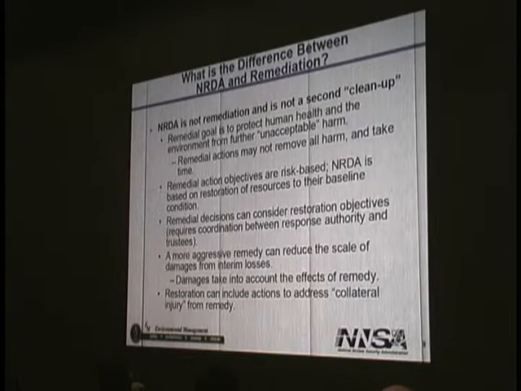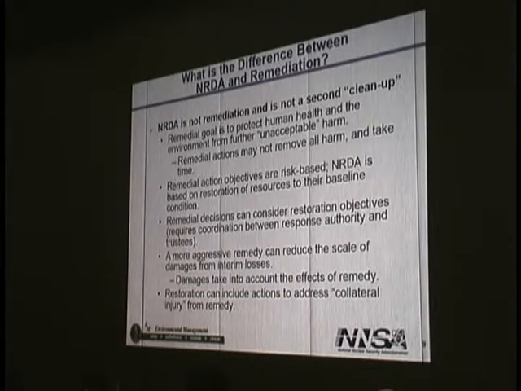Another example is a more aggressive remedy on the remediation side. It can reduce the scale of damages on interim losses, and damages can take into account the effects of the remedy. So let's just say that we dig up more, or we do a better job, a quicker job of remediation. Well, that lessens the amount of restoration we may have to do in the end. And as such, the regulations also show the restoration can include actions to address collateral injury from a remedy. For example, if you're out there cleaning something up, there happens to actually be a damage or a potential damage to a resource you're trying to protect. Hopefully it's short term, but NRDA takes that into account.